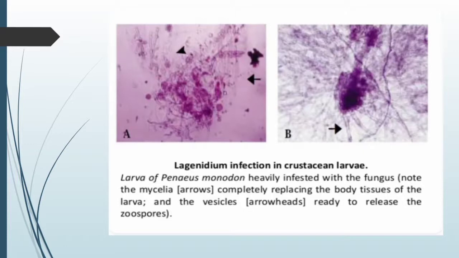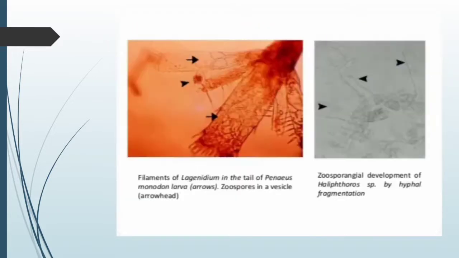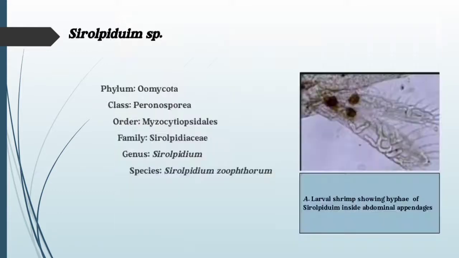Lagenidium infection in crustacean larvae. Larva of Penaeus monodon heavily infested with the fungus, completely replacing the body tissues of the larva, and the vesicles ready to release the zoospore. Filaments of Lagenidium in the tail of Penaeus monodon larva. Zoospore in a vesicle and zoosporangial development of Haliphthoros sp. by apical fragmentation, shown by the arrow.